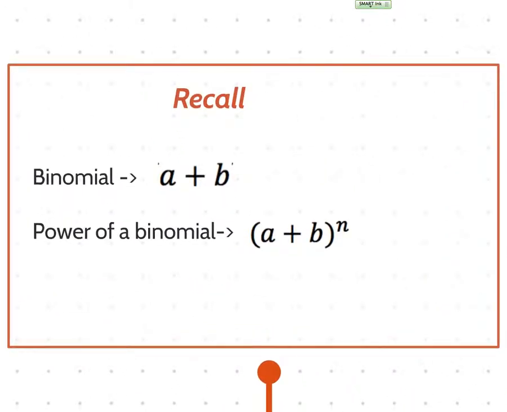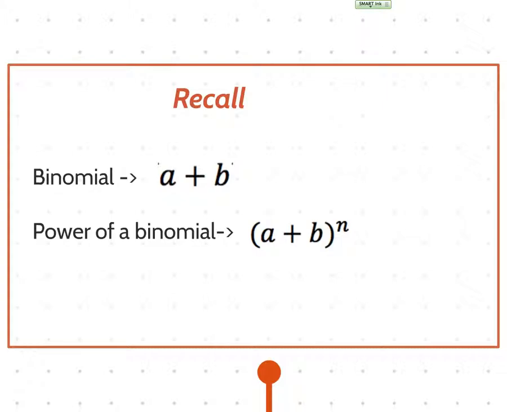So here are some things that we already know. We already know what a binomial is. A binomial is an expression that has 2 terms. Those terms are not like terms, so we can't put them together. But the most basic form you could get would be A plus B.